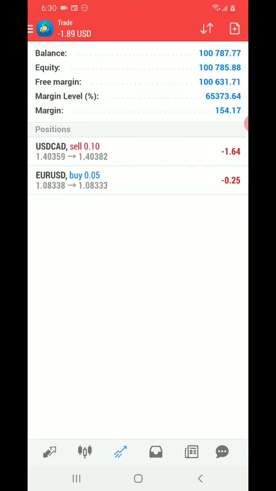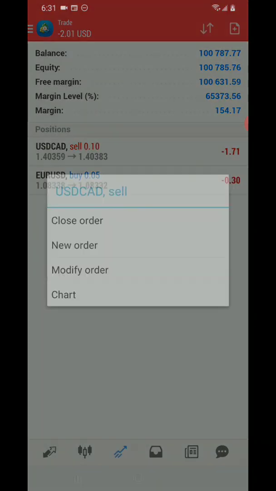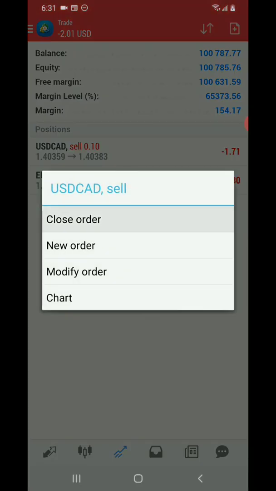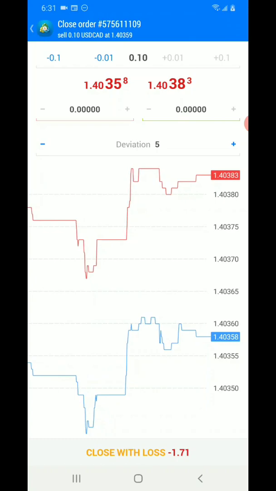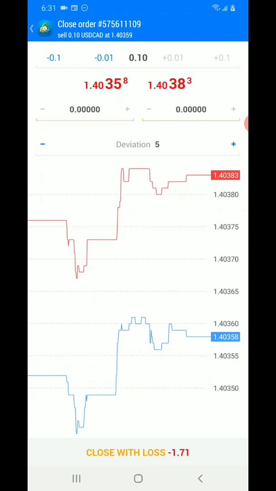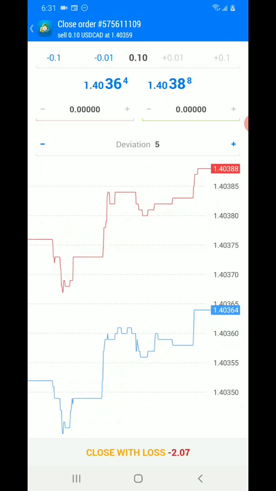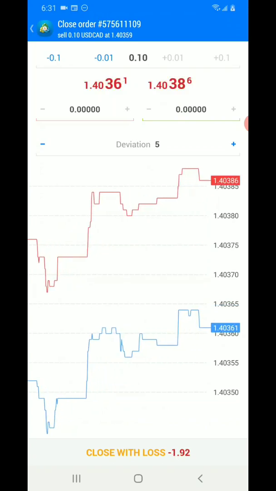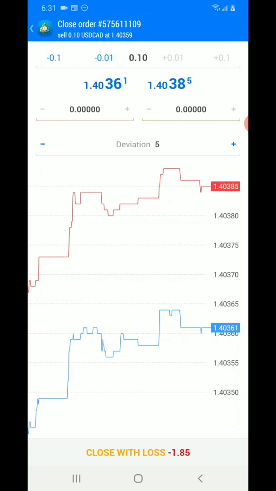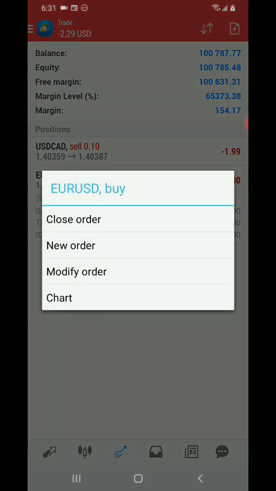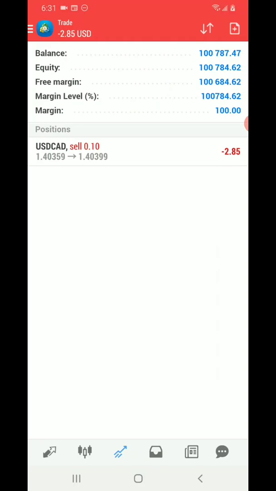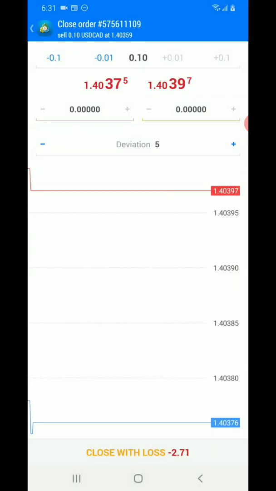We can close these transactions at any time. To close it, we simply click on the transaction, click on close order, close with loss. So now it's in loss. If we were lucky and had a profit, then the amount would be reflected in blue color. So let's say I'm closing these orders. To close it, click on close order, close with loss, done. So I'm losing, but I'm closing.